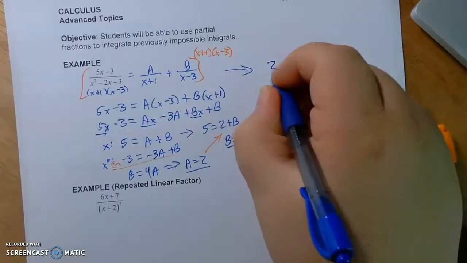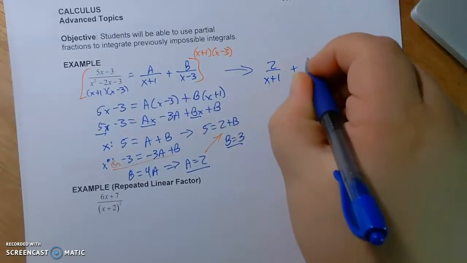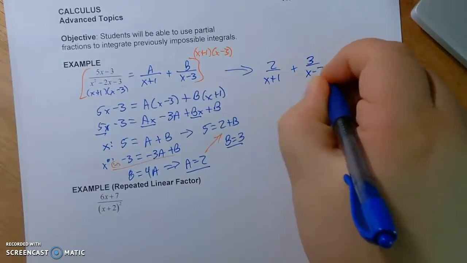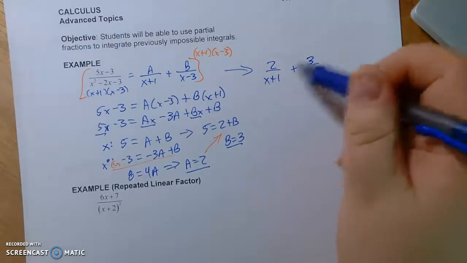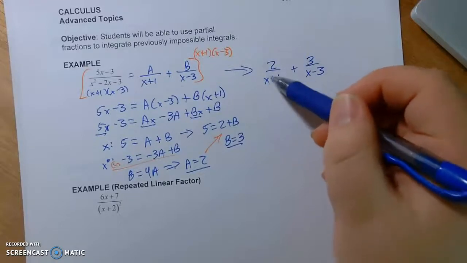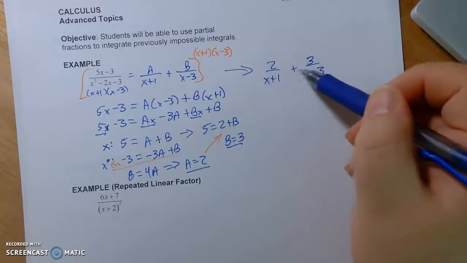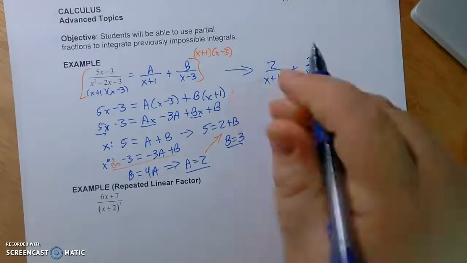So we can take this rational expression and break it down into what are called partial fractions, and we get 2 over x plus 1 plus 3 over x minus 3. Now, if you look at this, these are easy things to actually integrate. We would just get natural log: 2 natural log of x plus 1 and 3 natural log of x minus 3. So that's our end goal.